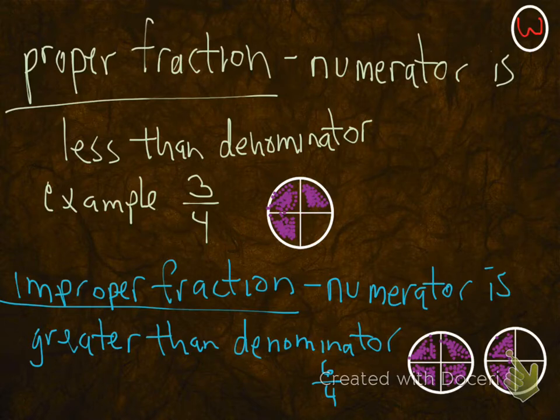Conversely, an improper fraction, notice the prefix im, which means not, so a not proper fraction, is when the numerator is greater than the denominator. Our example is 6/4. And the picture is 6 parts out of 4 shaded in. So make sure we have this in our notes.